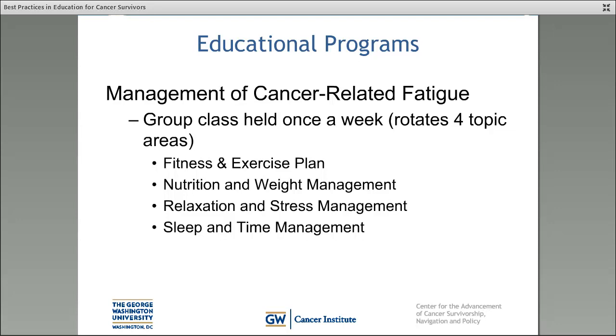One of the additional classes that we just implemented in the last couple of months is specifically focused on the management of cancer-related fatigue. So this is a group class that is held once a week, and it is in the evening. It starts at 4 p.m. and it goes until 5:30.